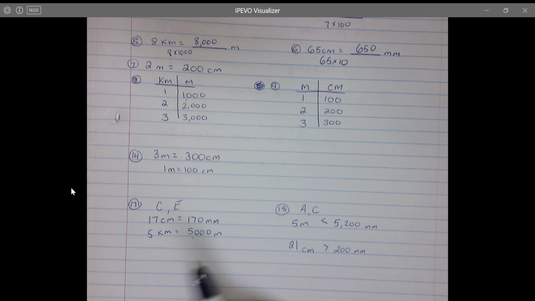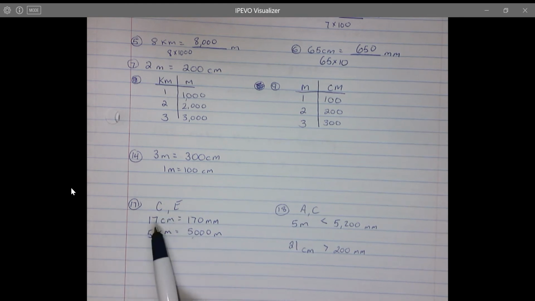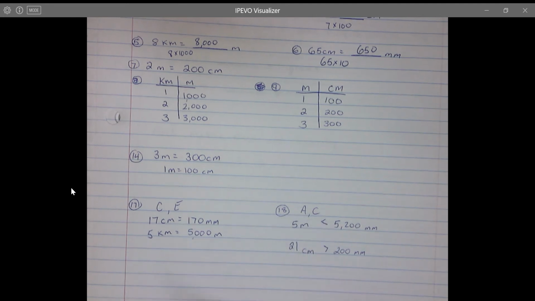For 17, the correct options, if this was an A, B, C, D, E question, were C and E: that 17 centimeters is the same thing as 170 millimeters, and 5 kilometers is 5,000 meters. For 18, A and C would be correct.